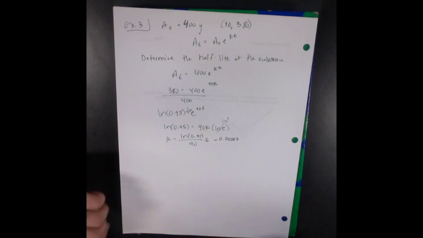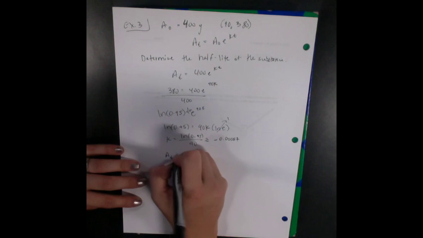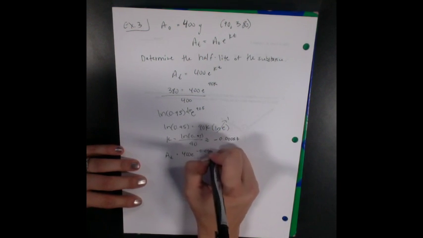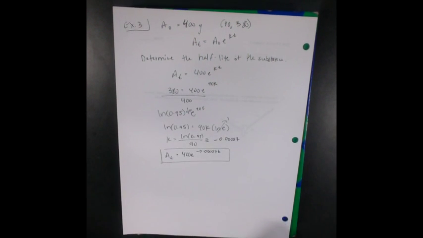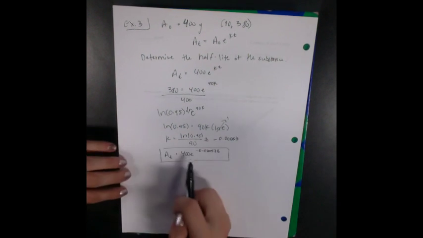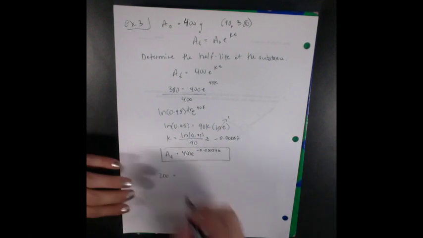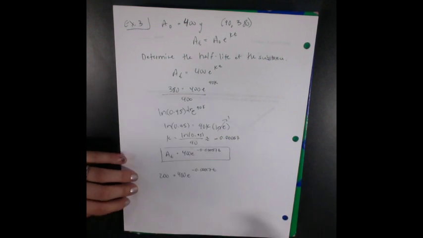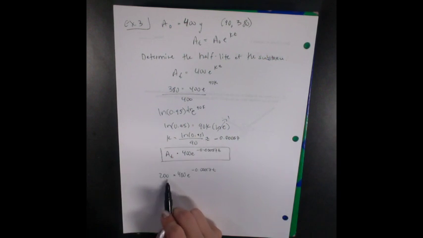Back to this problem. k is negative when we have exponential decay. So when I plug it into my formula, I will have 400 e to the negative 0.00057t. That's my formula. Now, half-life. Whenever you solve for half-life, you take your initial value and halve it, which in this case is 200, and I'm looking for the t that gives me that half value of 200.